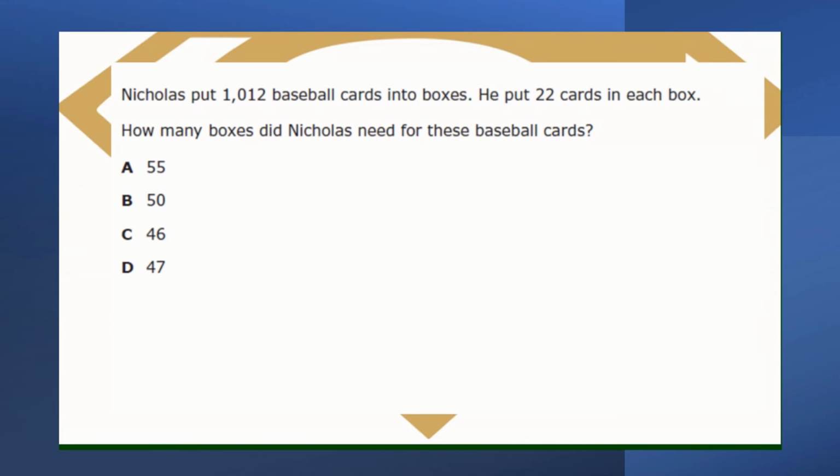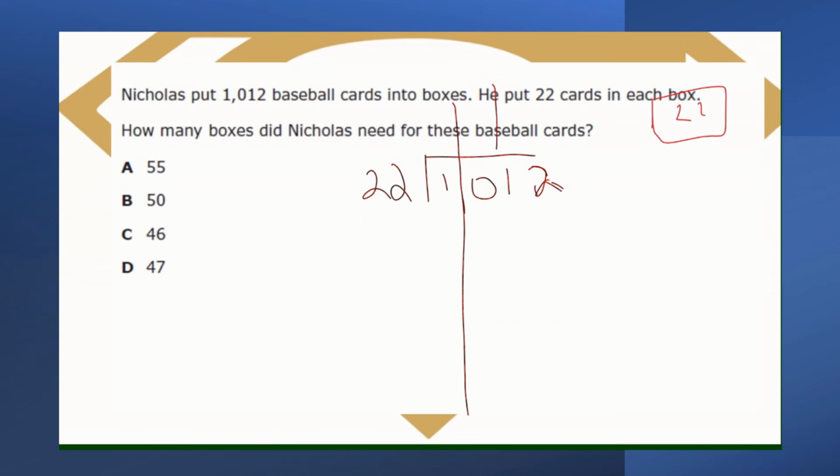So we know that each box had 22, right? So we have to divide, and just like earlier, we're going to do the standard algorithm. So we have 1,012. That's the dividend. And 22 is the divisor. And the answer is the quotient. So the first thing I do is I house everything, so I know where each one goes and I don't mess up.